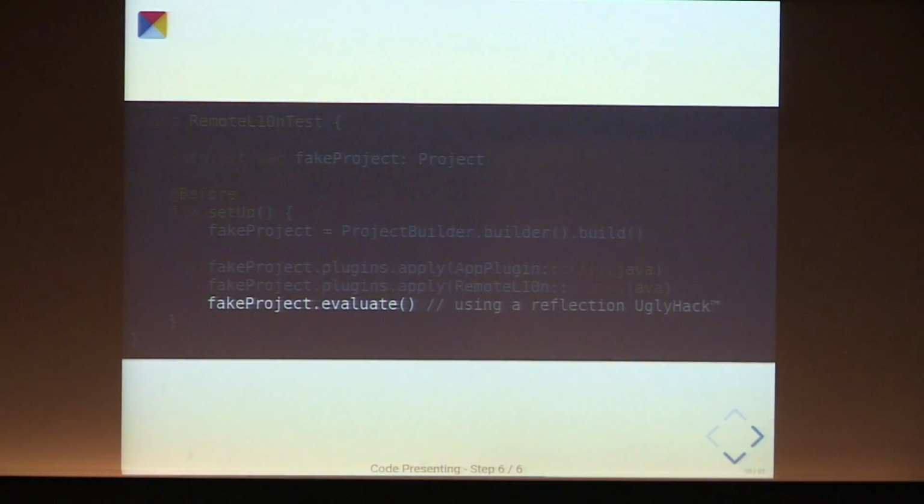Because you need to call evaluate for your plugins to be run, and evaluate is a hidden method. It's not in the public API, which means that since 2011 or earlier, I think, there has been a task to make testing plugins easier. It's not done yet. So you just have an ugly hack to call the evaluate method on the fake project.